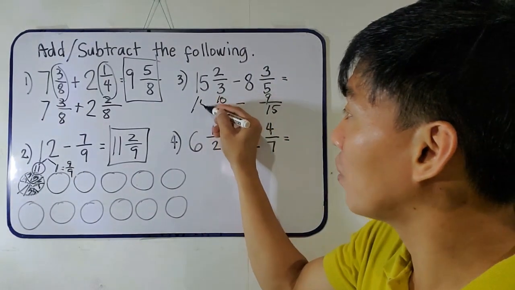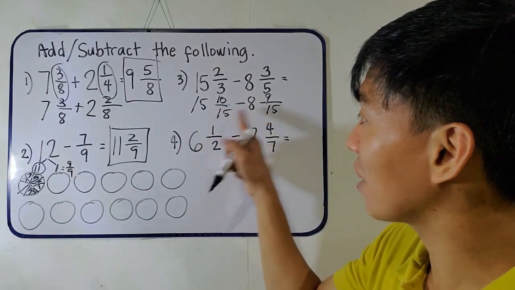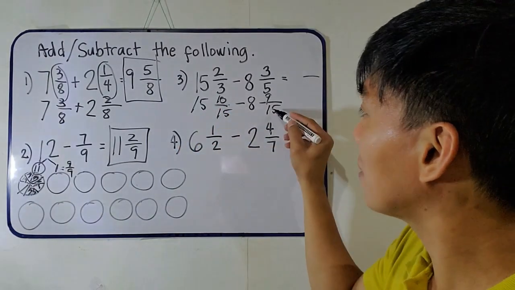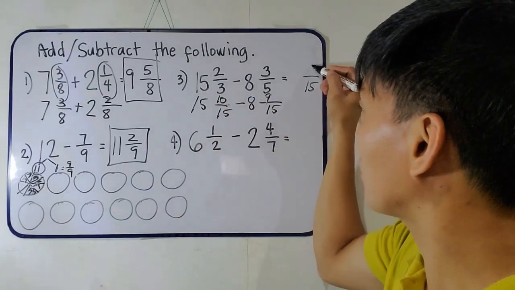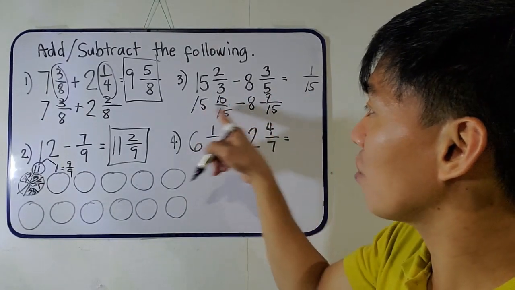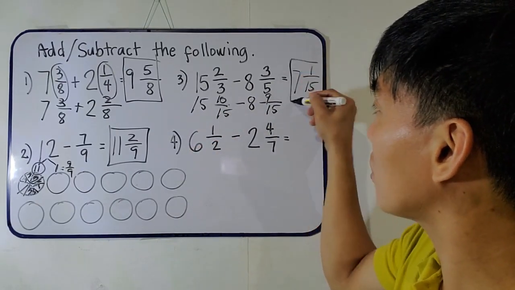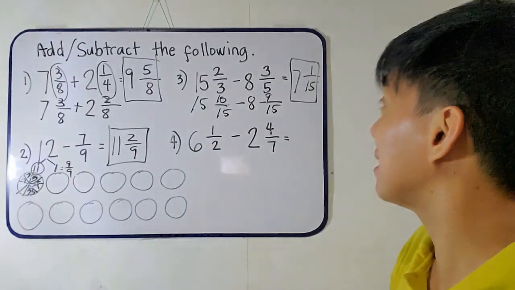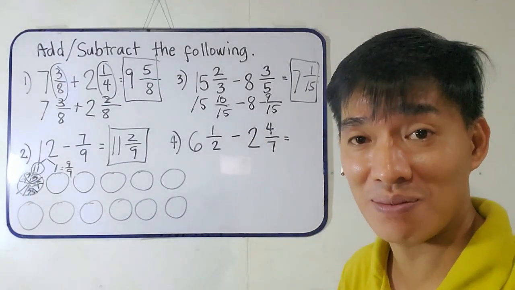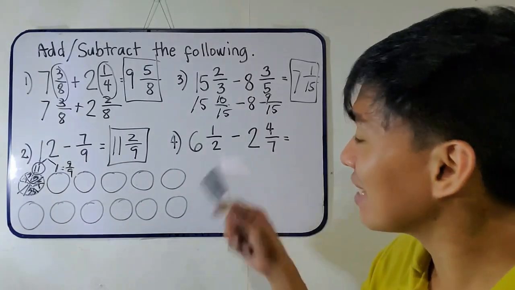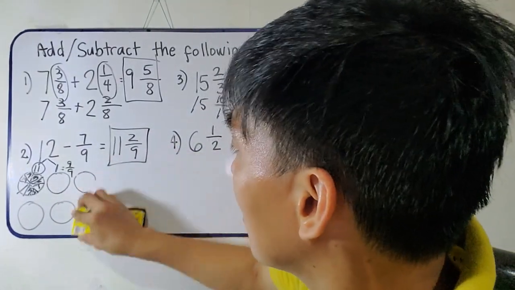Then copy the whole number. After that, you subtract their fractions. Of course, copy the common denominator, which is 15, and 10 minus 9 is equal to 1. Then subtract also the whole numbers, 15 minus 8, that is equal to 7. So that is already our final answer, because this is a unit fraction, and that's already in the lowest term.